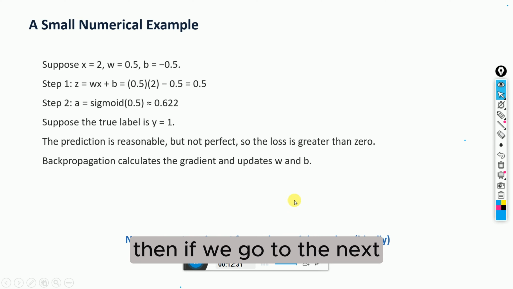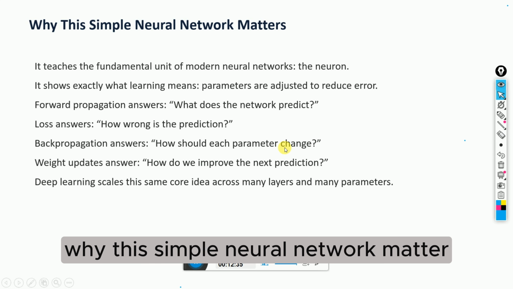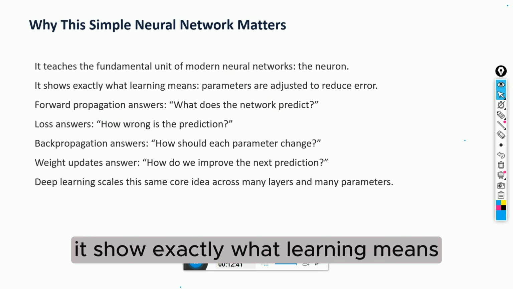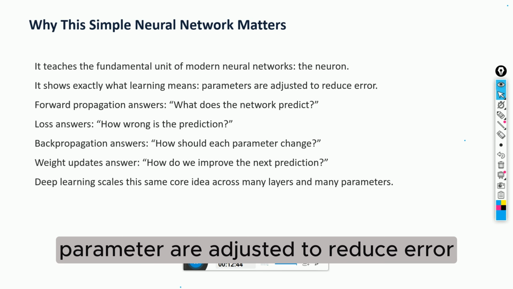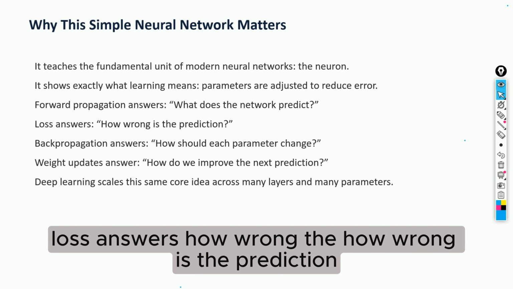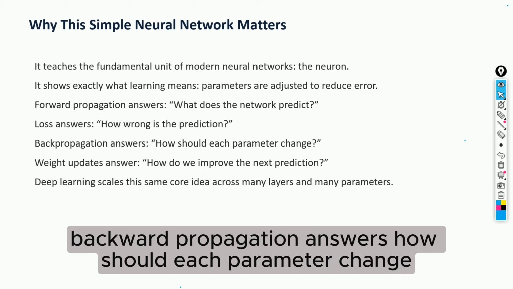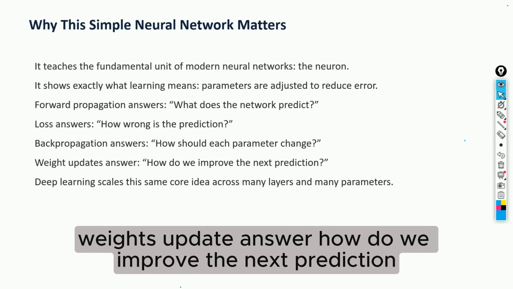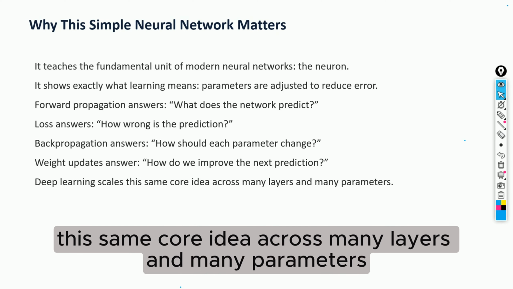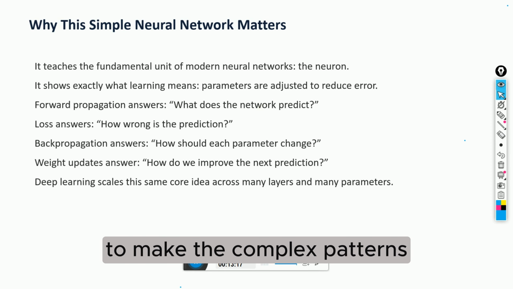Why do these simple neural networks matter? They teach the fundamental unit of modern neural networks, the neuron. They show exactly what learning means: parameters are adjusted to reduce error. Forward propagation answers what the network predicts. Loss answers how wrong the prediction is. Backward propagation answers how each parameter should change. Weight update answers how we improve the next prediction. Deep learning scales this same core idea across many layers and many parameters to capture complex patterns.